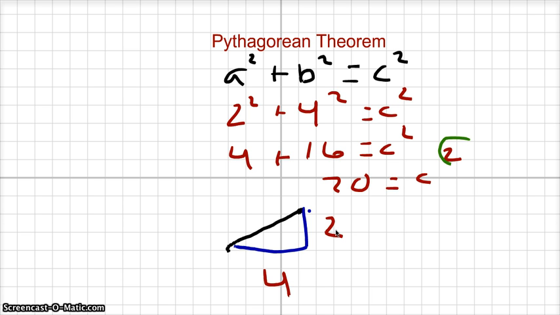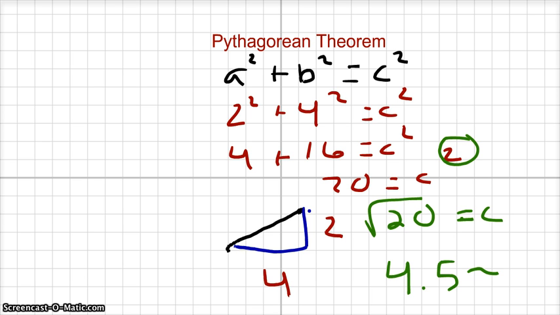And the way you get rid of a squared so you can get c by itself is you do the square root of it. So the square root of 20 gives us 4.5. Notice it is the exact same answer. It just depends on which method you like. Okay.